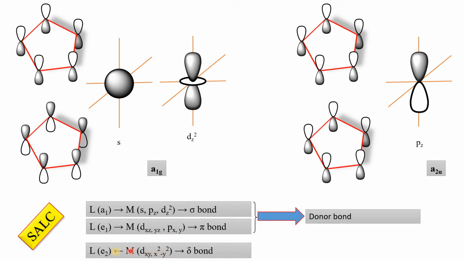There is another component, when there is no electron in the ligand orbital, and then there is flow of electrons, there is transfer of electrons from the metal dxy and dx square minus y square orbitals to the empty ligand orbital, and this bond is known as a delta bond, and this component is known as acceptor bond or back bonding, because the electrons are going back from metal to the ligand. So this type of bonding is known as back bonding or acceptor bond.